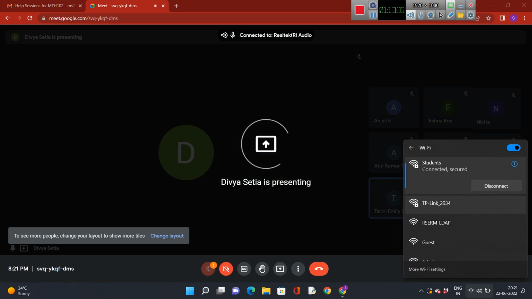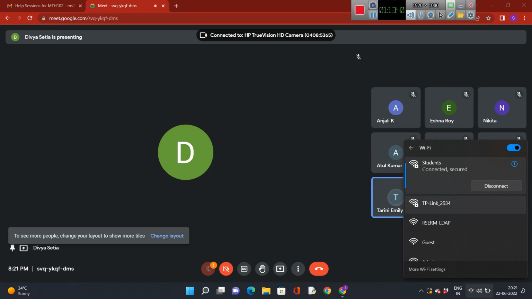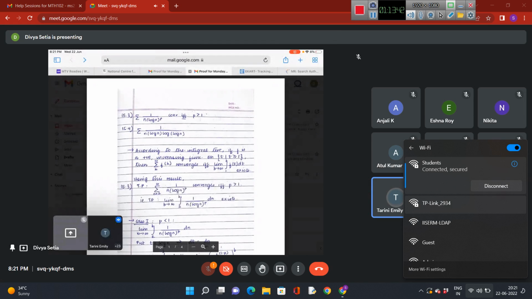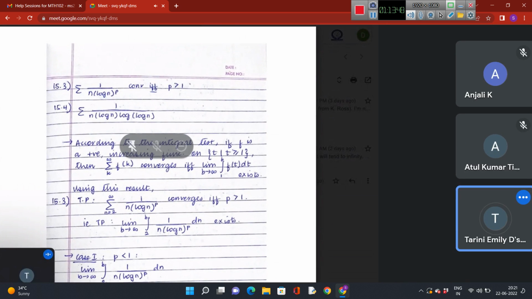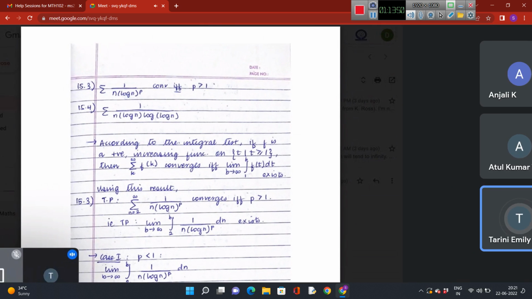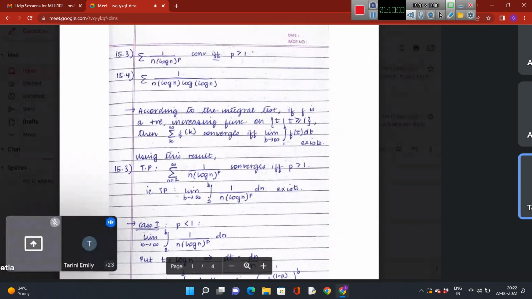We had to do the series of 1 upon n log n raised to p, and show that it converges if and only if p is greater than 1. To do this by the integral test, we have to show that this limit exists. So obviously there will be 3 cases: p less than 1, p equal to 1, and p greater than 1. First we start with p less than 1.